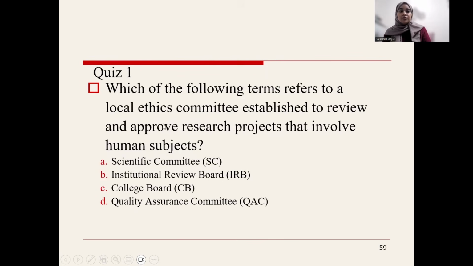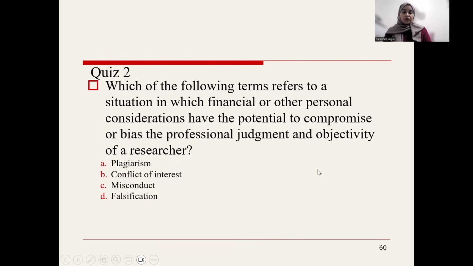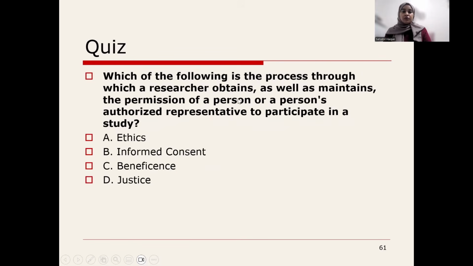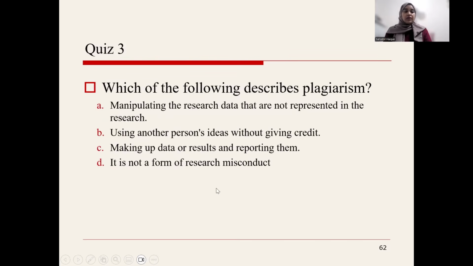Okay, which of the following terms refers to a local ethics committee established to review and approve research projects that involve human subjects? That's going to be the IRB. You can read the definitions that are before. Which of the following terms refers to a situation in which a financial or personal consideration has the potential to compromise bias? That's going to be conflict of interest. Which of the following is the process through which a researcher maintains permission of a person? That's going to be informed consent. Which of the following describes plagiarism? It's using another person's data or ideas without giving them credit. Manipulating research data is going to be falsification. Making up data is going to be fabrication.